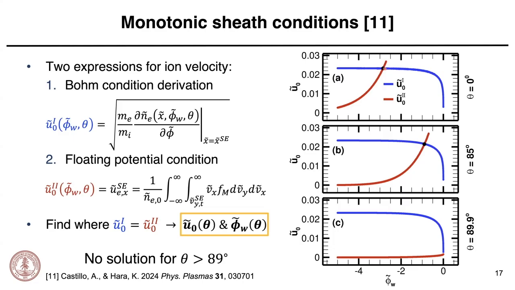And so with this framework that we've established, you can essentially calculate what is the potential drop at the wall and what is the ion velocity at the sheath edge as a function of your magnetic field angle, where both of them, as expected, become smaller as your magnetic field angle becomes more and more parallel to the wall. And so that was the main contribution from this work.